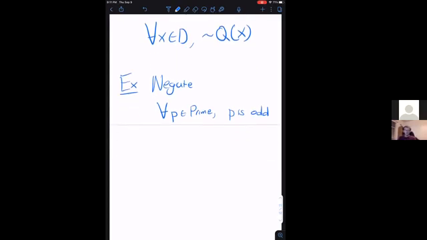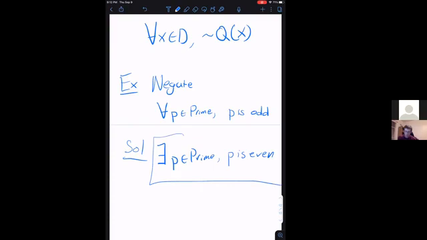So the way we would negate it is we start with our first part. Okay. So the opposite of for all is there exists. So there exists a P in the prime. And then I need to negate P is odd. So you could say P is not odd, that's fine, but not odd means even. Okay, so P is even. Okay, that's our answer. Okay, so we're gonna have to practice negating statements like these. So we could do some more, right?